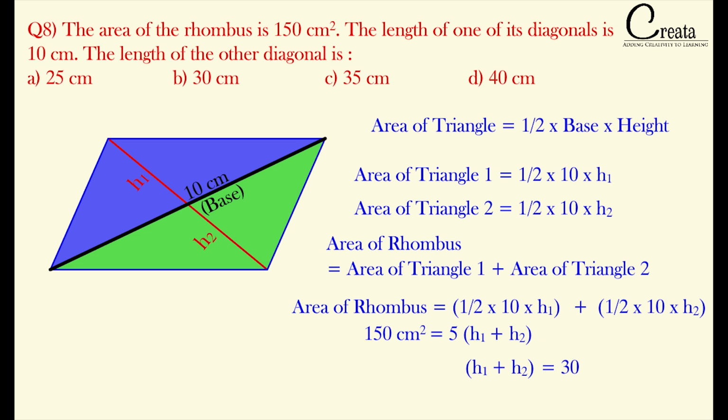So what is h1 plus h2? For this rhombus, h1 plus h2 is the other diagonal, that is the second diagonal. And this question is asking for the length of the second diagonal. So we got our answer: the length of the second diagonal is 30 centimeter. Got it? Before moving further, a small approach to the questions based on rhombus.